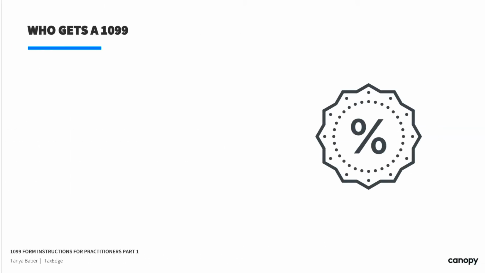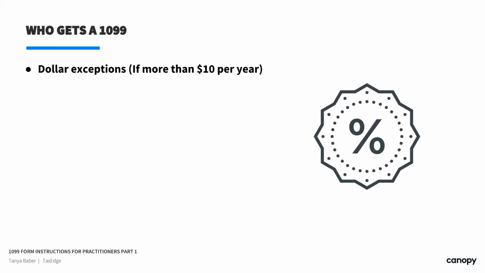Additionally, we have dollar exceptions. So these are ones where that $600 rule just doesn't really apply. If they happen to have interest, they need a 1099 interest statement. This one is over just a $10 amount. So we can't wait until they reach $600, it's $10 for that amount.